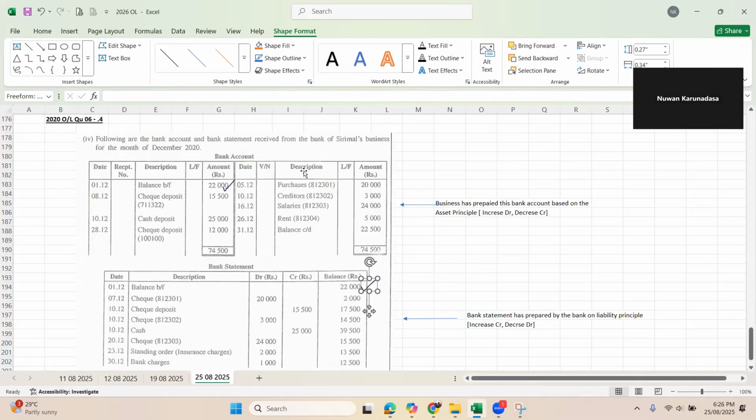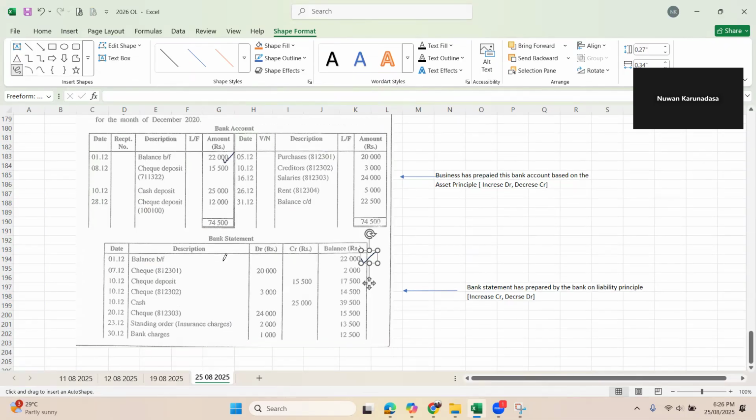Look at this, there is a check deposit of 15,500. We have made a deposit, this is the check, 711,322. Does it appear in the statement also? Yes, you can see our deposit we have debited, the bank has credited, it's there. So we have made the deposit and it's appearing in the statement as well.